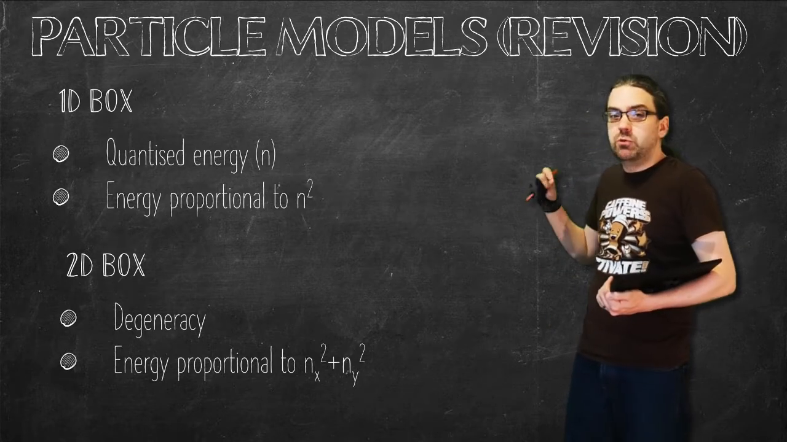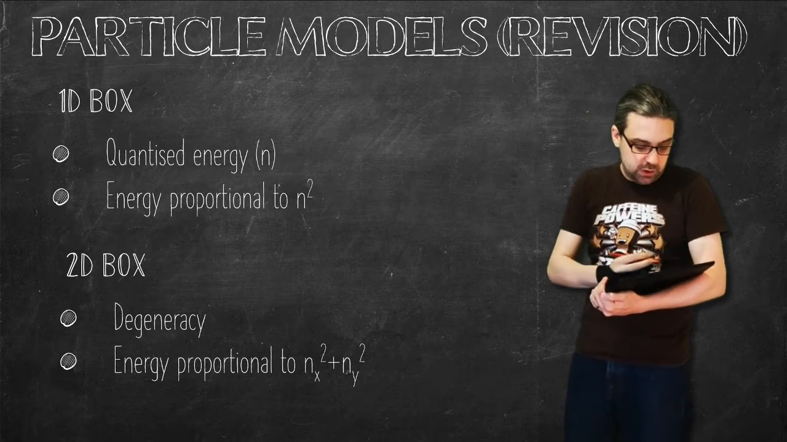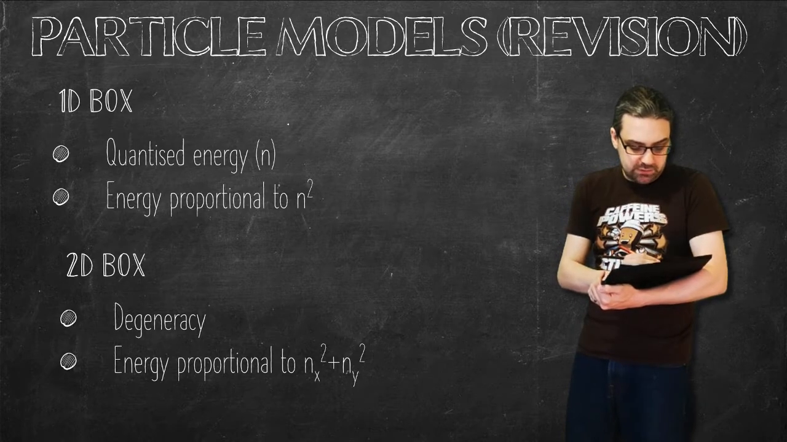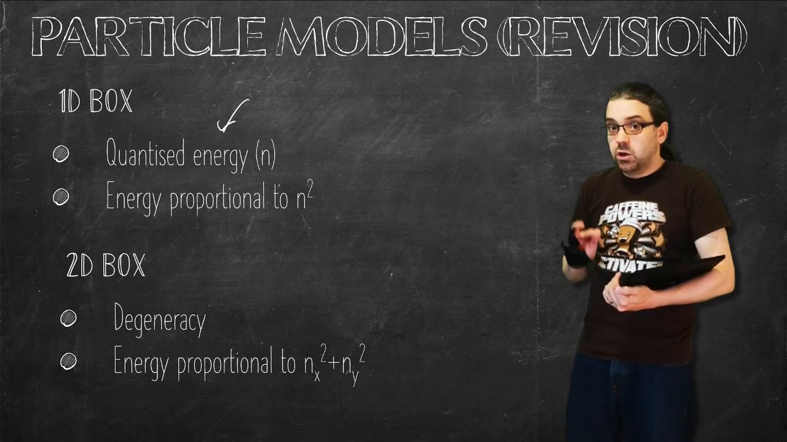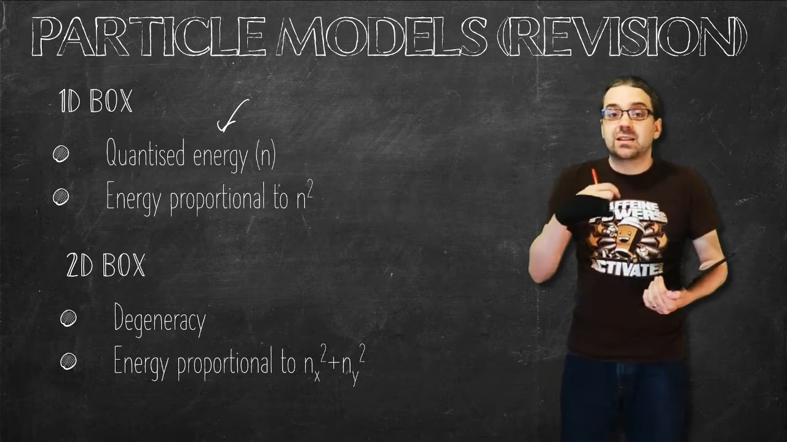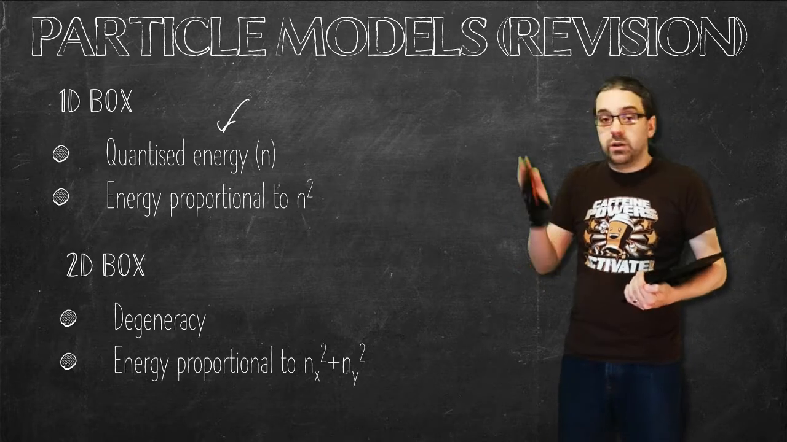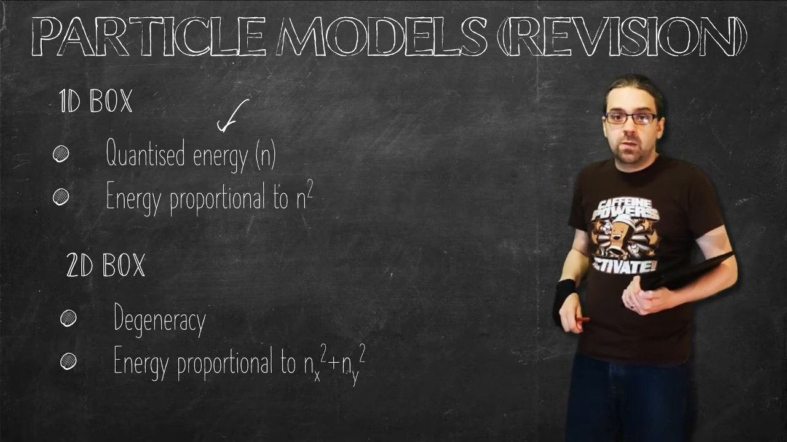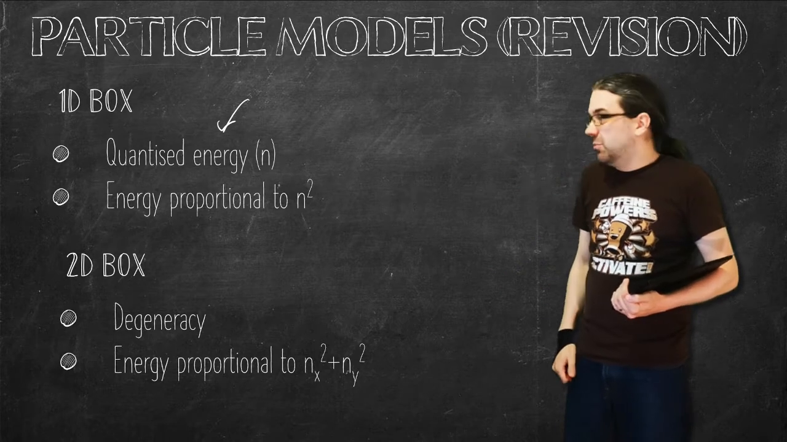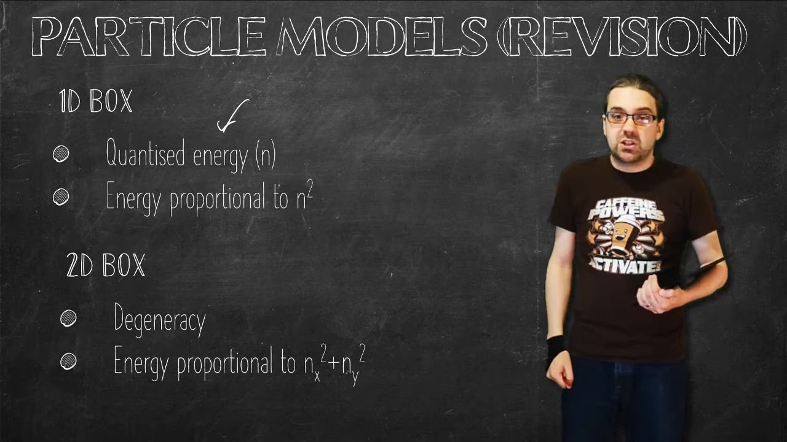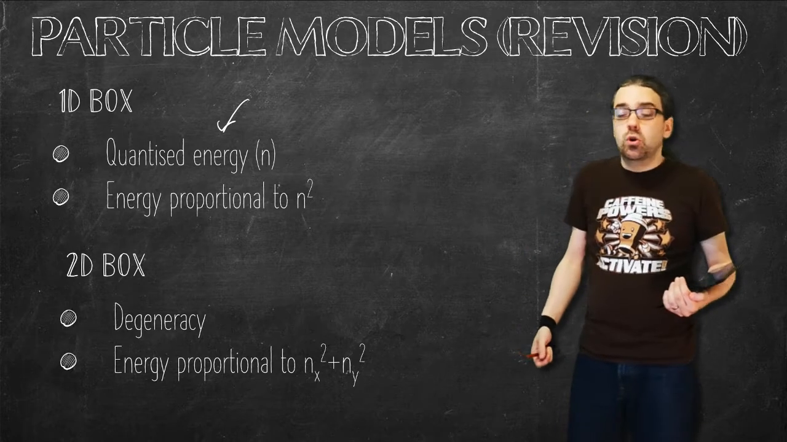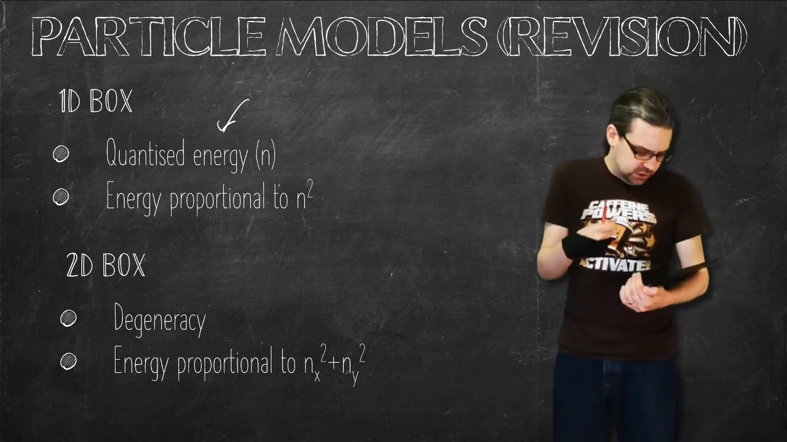They're not incredibly realistic, but they are good starting points because the 1D box gives us quantized energy. Quantized energy, really good. That's exactly what we see in the real world. It's why things are coloured. It's why spectra look the way they do. If we didn't have quantization of energy, most of chemistry wouldn't really work as it does.